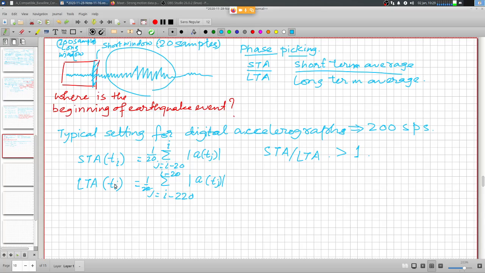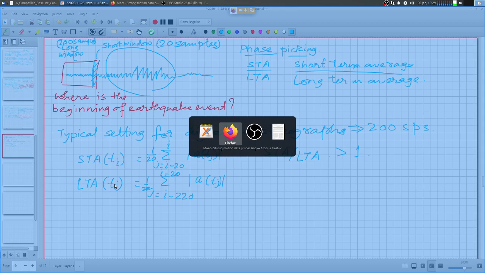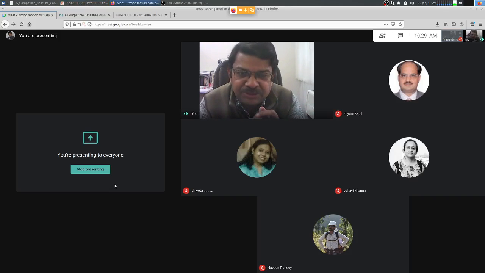As I said, from today we will start playing with numbers, and you can take this as the first assignment. Take one of the records from your database and do this STA LTA analysis and try to figure out where the earthquake event has actually started, what is the beginning of the earthquake event.